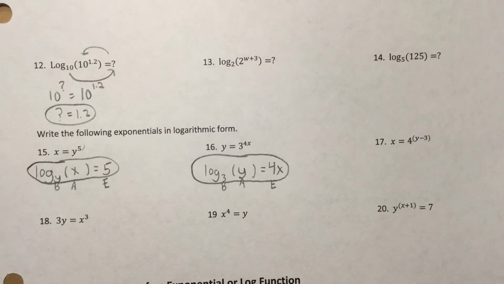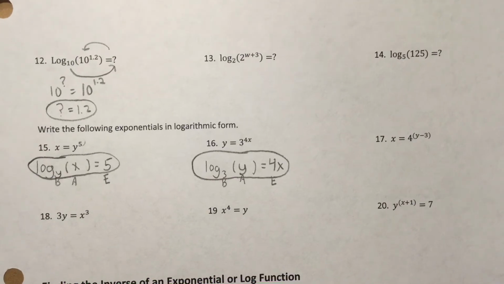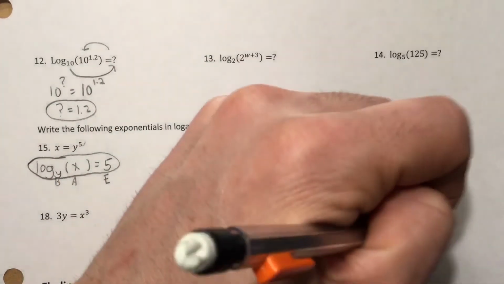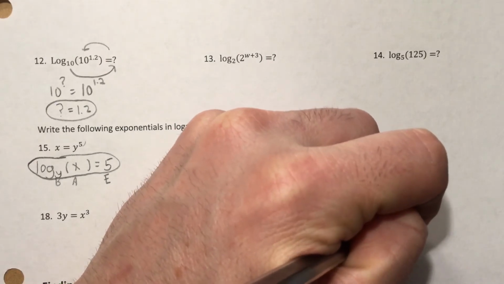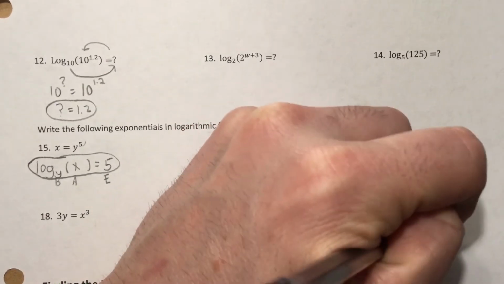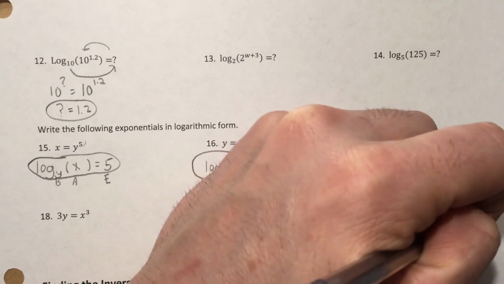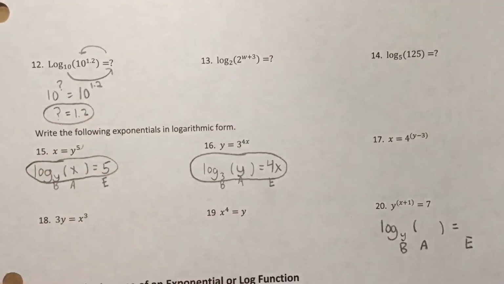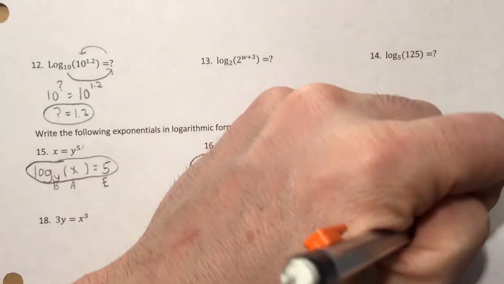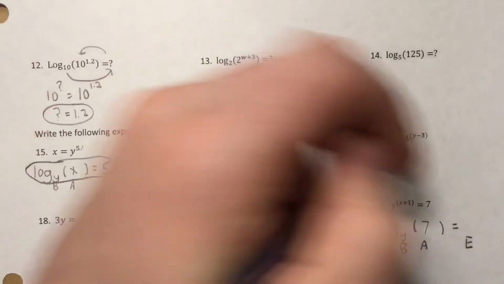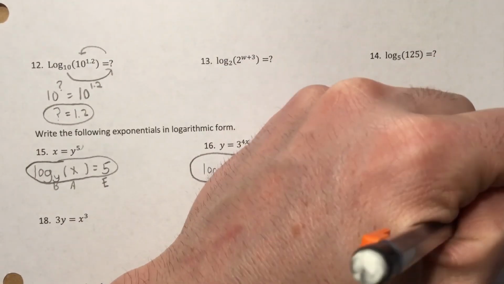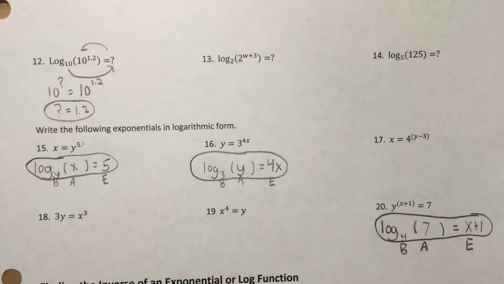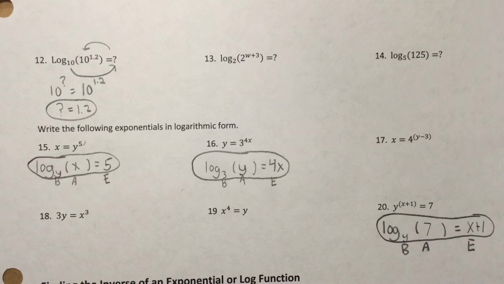We'll do one more. We'll do number 20. So again, it's an exponential. I want to write it as a log. So I can write my log. And if it helps, write the acronym B, A, E. My base is y. My answer, what is by itself, is 7. And my exponent is x plus 1. So that acronym definitely helps when you're converting from exponential to log form.